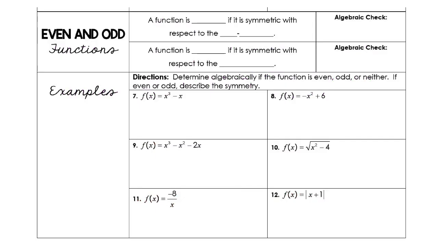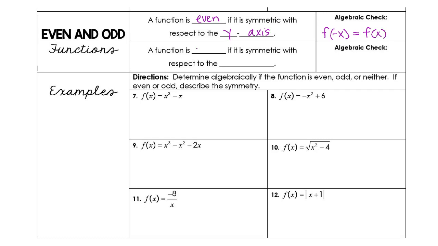Okay, so now we're going to talk about even and odd functions, and that's going to go along with symmetry about a certain axis. So a function is even if it is symmetric with respect to the y-axis. And the algebraic check for that, remember, we were subbing in a negative x and we were getting back our original function.